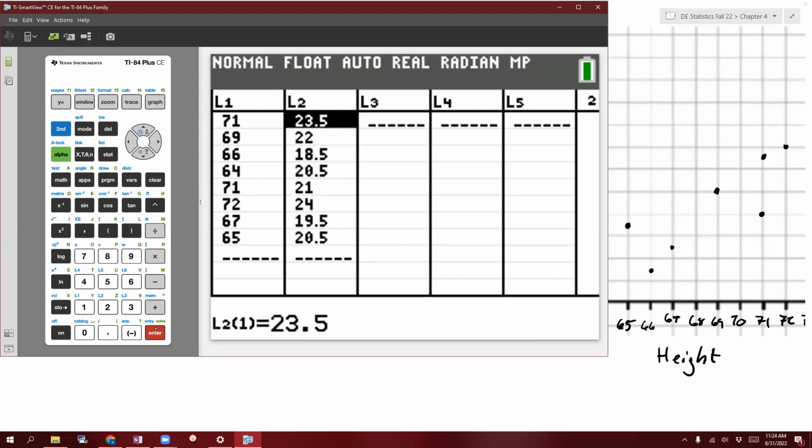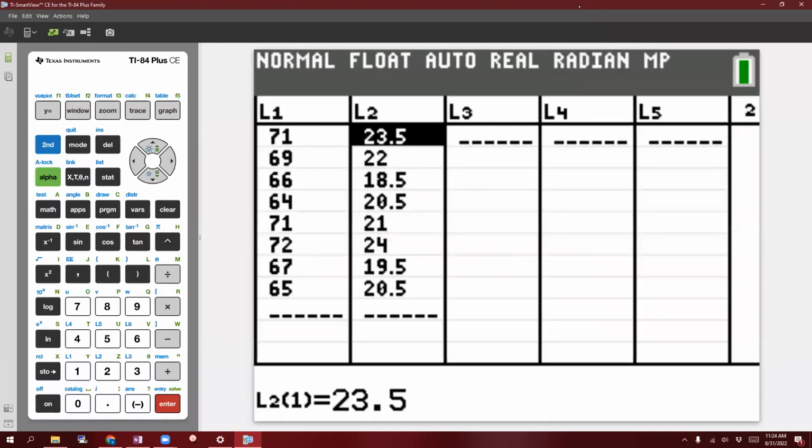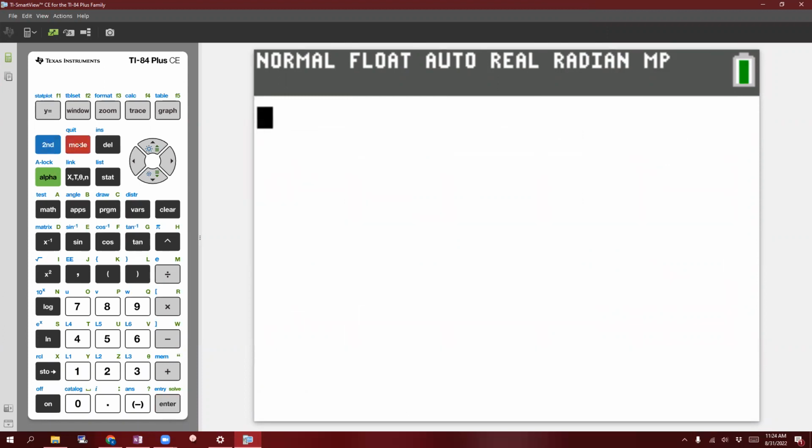So you've made sure that you've put your heights in list 1, your hand span in list 2. Again, which lists you put them in doesn't matter as long as they're 2 separate lists and you remember which list goes where. And the next thing we're going to do is I'm going to show you how you can use your calculator to graph or to plot a scatter plot. So get back to our home screen.